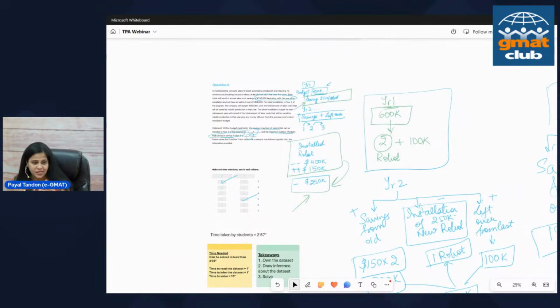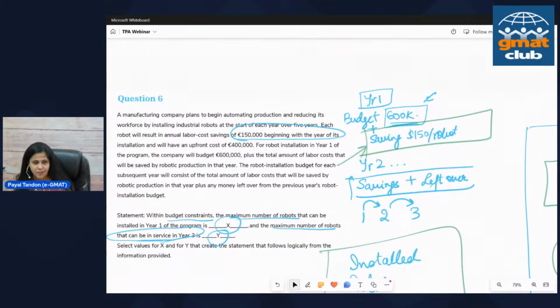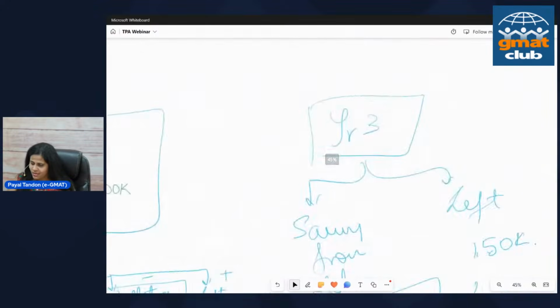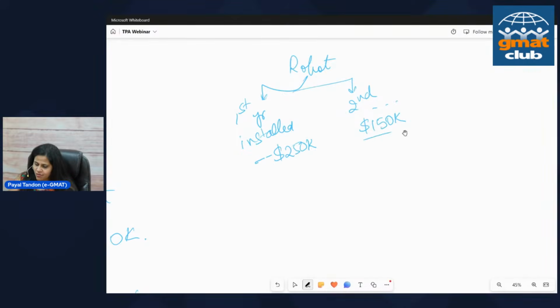You reorganize the information. Instead of considering the budget to be 600K plus 150 per robot, you understand that, okay, there are these segments over here. What are my segments? My robot in the first year is being installed, and then from second year onwards it is giving me savings. So first year cost to the company is 250K. Second year onwards, it is actually beneficial for the company.